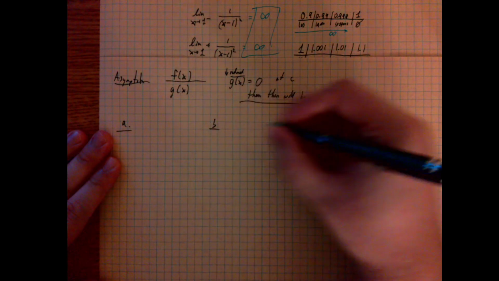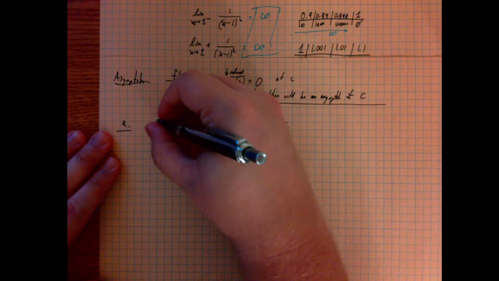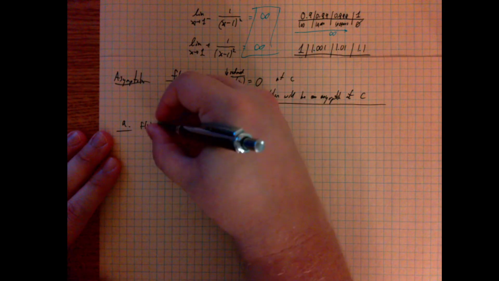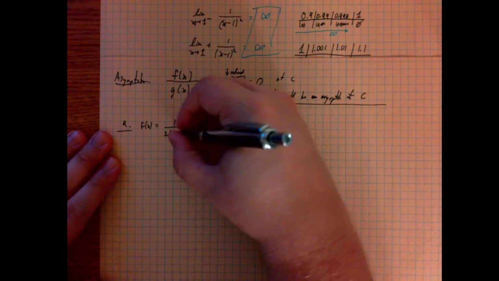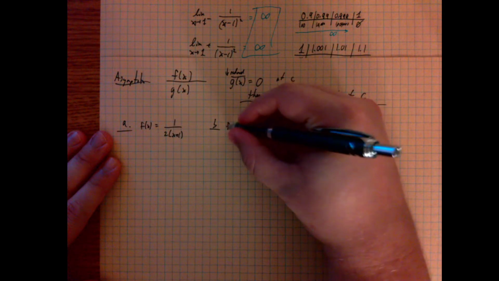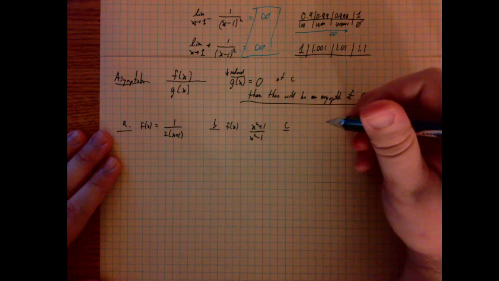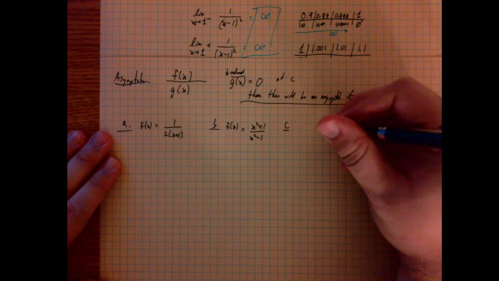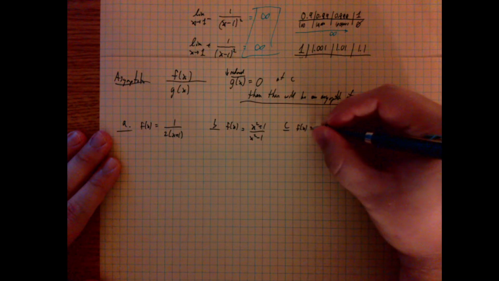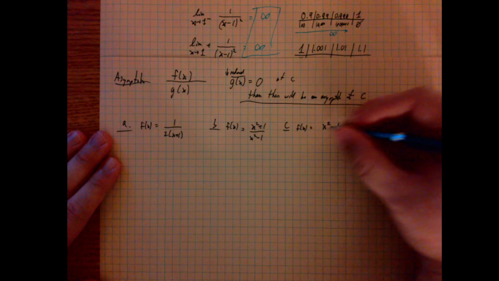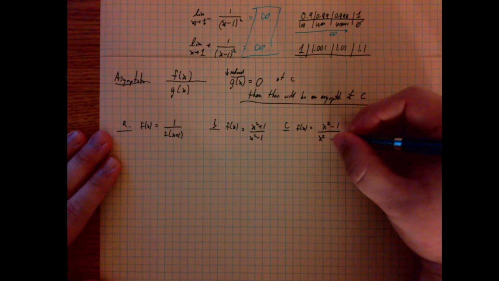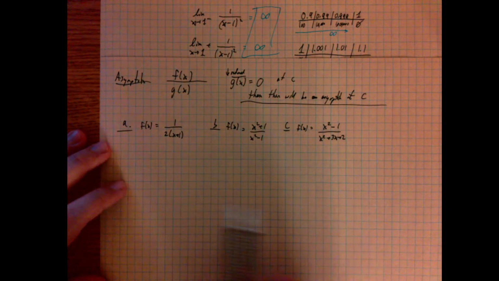Let's look at 3 examples. In all 3 of these examples, we're going to attempt to find the asymptote. So in the first one, my first equation is 1 over 2x plus 1. My second equation is x squared plus 1 over x squared minus 1. And my third equation is going to be... There we go. Okay.